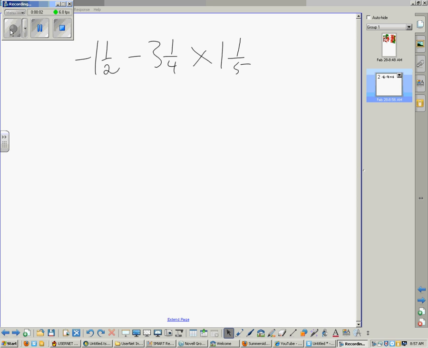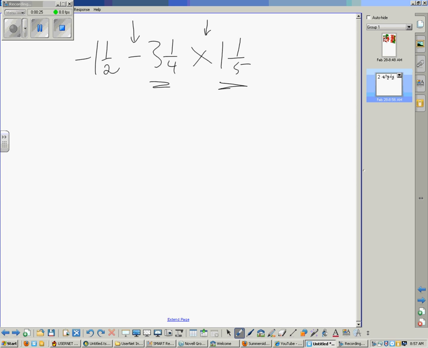Question number 2 on page 3. It comes from chapter 2 on rational numbers, and it's basically an order of operations question involving fractions. So we have 2 operations. We have a subtraction here, and we have a multiplication, and we know that according to order of operations, we do multiplication first. So we have to multiply 3 1/4 by 1 1/5 first.